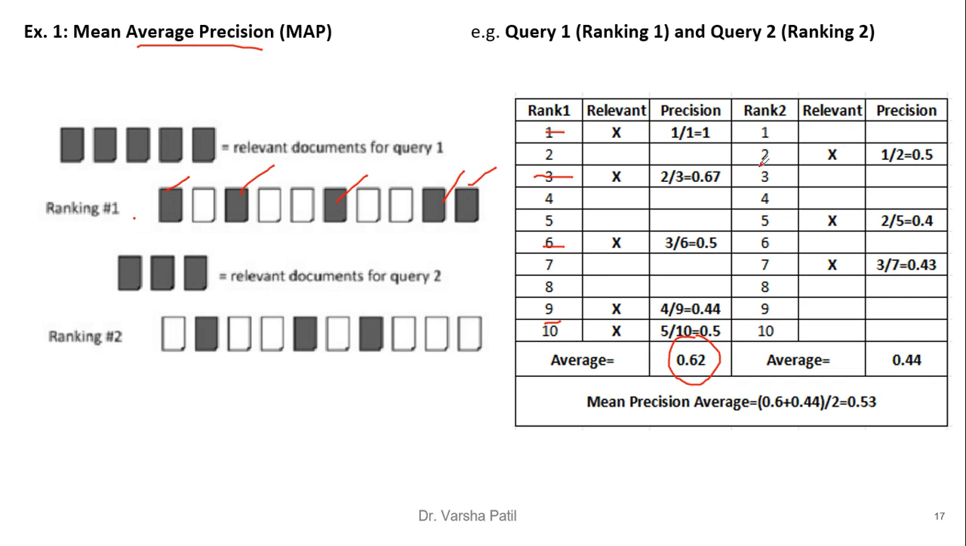And for the ranking 2, only 3 documents are relevant, at location 2nd, 5th and 7th. So denominator 2, 5, 7, numerator 1, 1 plus 1 is 2, 1 plus 1 plus 1 is 3, so it is nothing but 0.43, average is 0.44, and when we take the average we are getting 0.53.